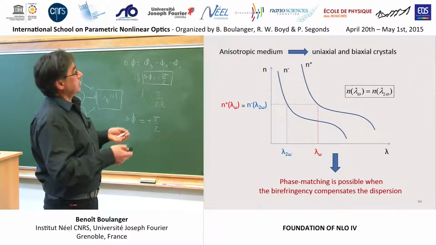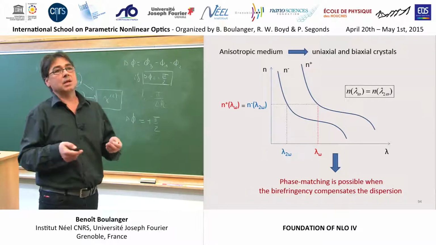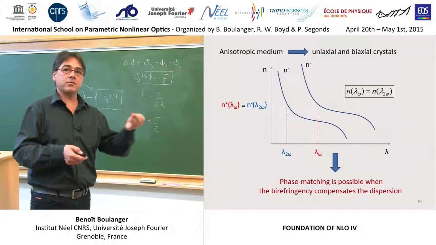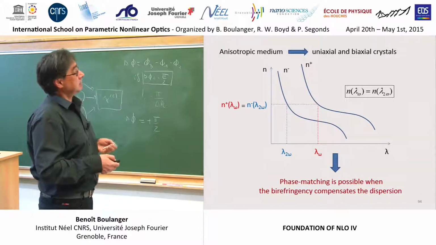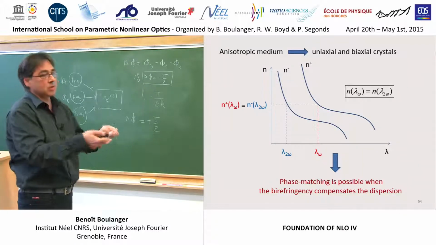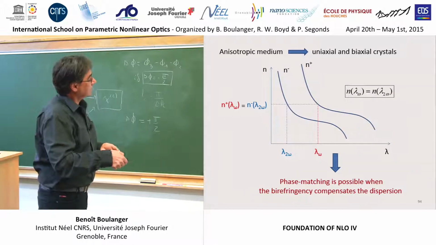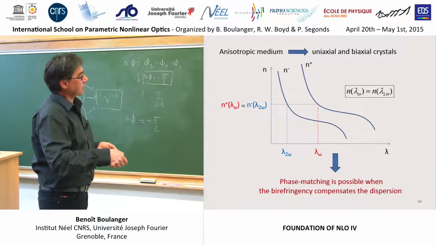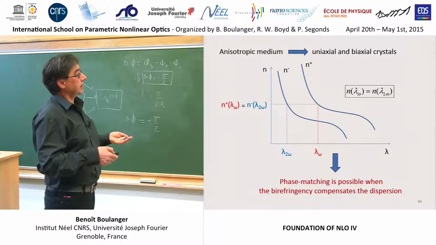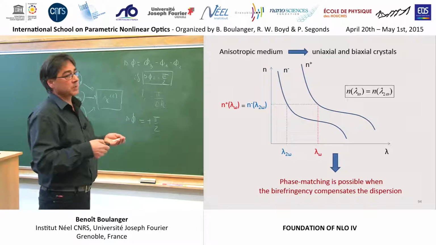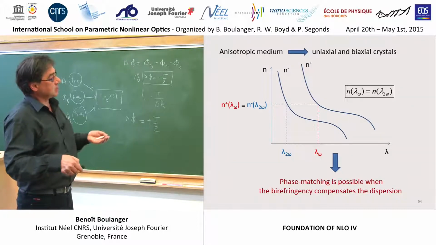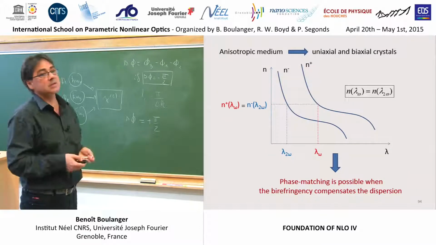Now, if you consider an anisotropic medium, a uniaxial or biaxial crystal, we know that in a given direction we have two possible values for the refractive index, n minus and n plus. So imagine these two curves were measured or calculated in a given direction of the crystal. And you see here that for this particular couple of wavelengths, lambda omega and lambda 2 omega, we have n plus at lambda omega equal to n minus at lambda 2 omega. It's marvelous because here we see that it's possible to fulfill the phase matching condition. So we say that phase matching is possible when the birefringence can compensate the dispersion in wavelength.